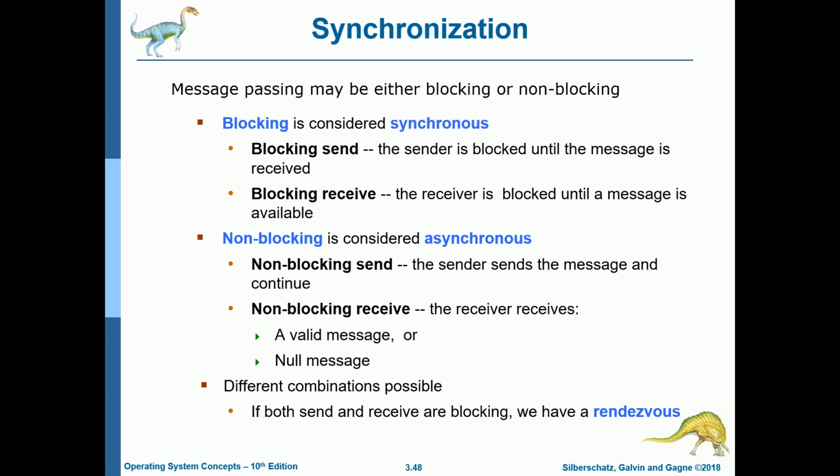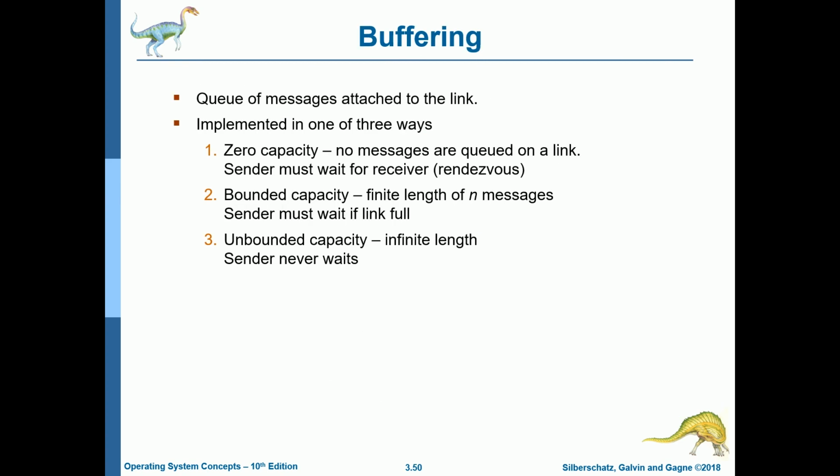Different combinations of send and receive are possible. When send and receive are both blocking, then we have a rendezvous between the sender and the receiver. Now, whether communication is direct or indirect, messages exchanged by communicating processes reside in a temporary queue. Basically, such queues can be implemented in these ways.